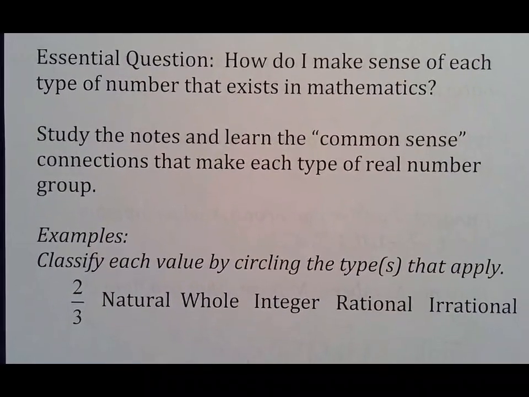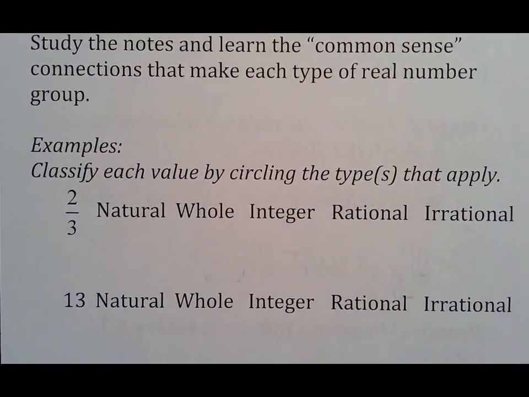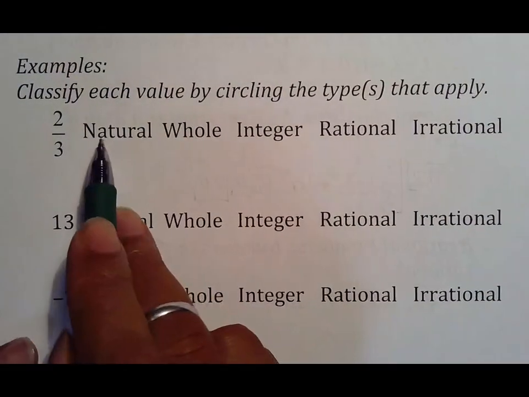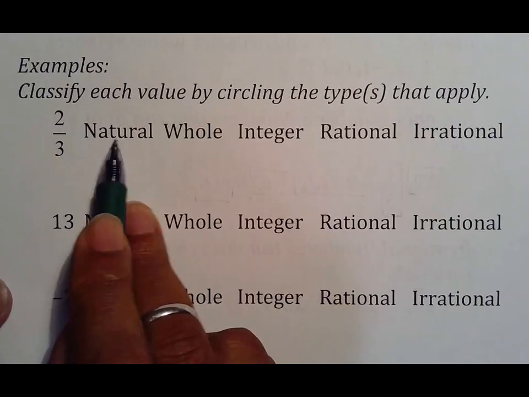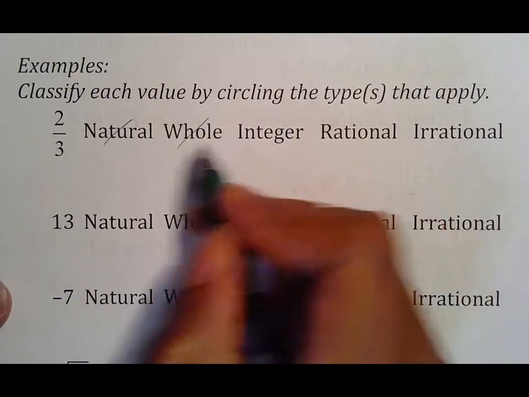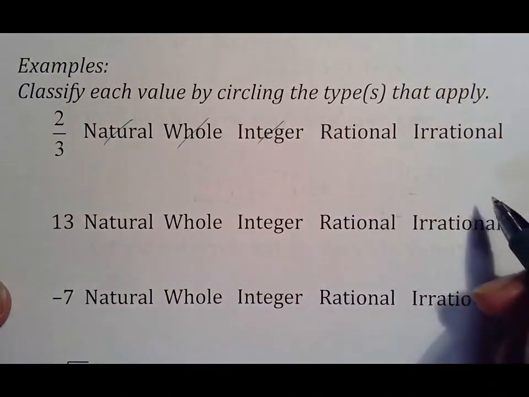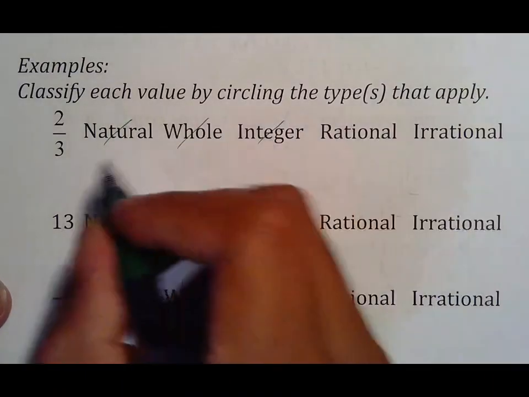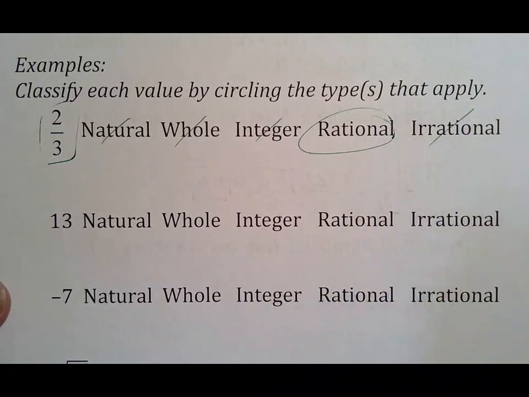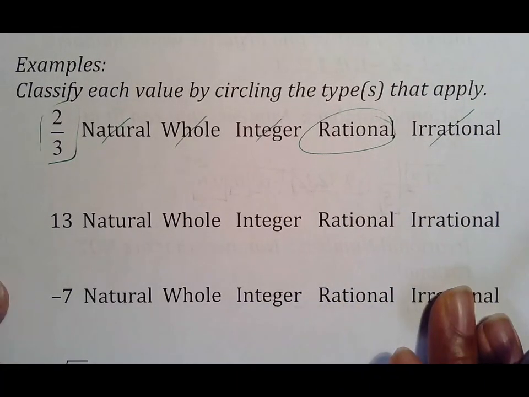Study the notes, learn the common sense connections that I just gave you, and then ask yourself if it makes sense. So here we go. Do you naturally count things and get to 2/3? No. Do you naturally count? No. Integer? No, because remember, no decimals or fractions here. Rational means it fits in the box. Does this fit in the box? Yep, which means it's not irrational. It cannot be both irrational and rational at the same time.